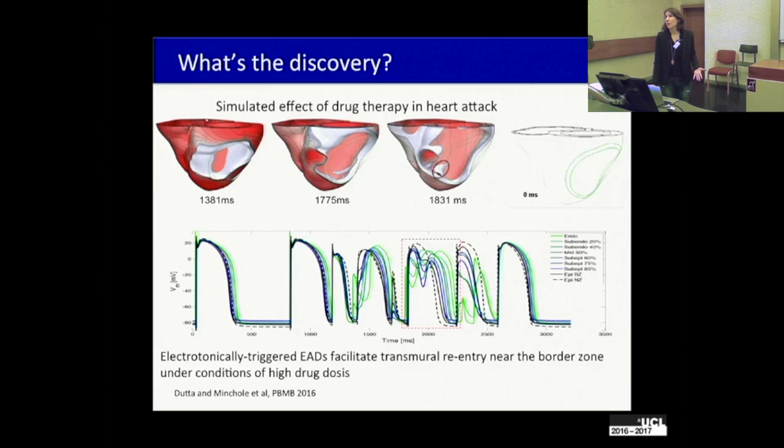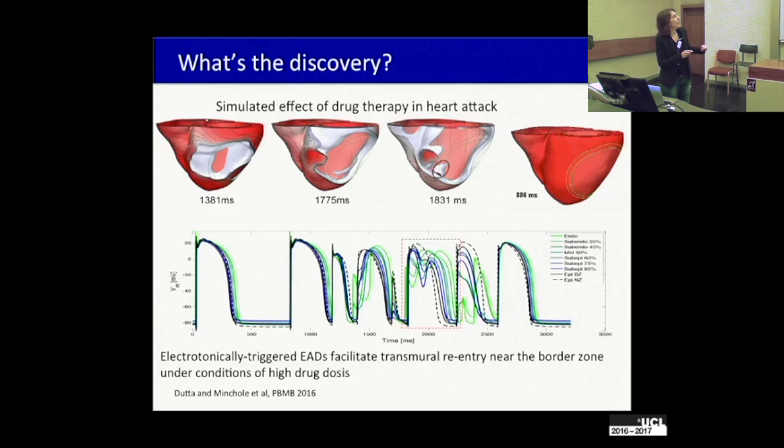And what's the discovery after all these things? Well, we were investigating different simulations, looking at the waveforms at whole organ level, and we observed that for high doses of this drug therapy, we were observing a lot of transmural reentries. That means that the waveform was coming from the endocardium and getting out to the epicardium.